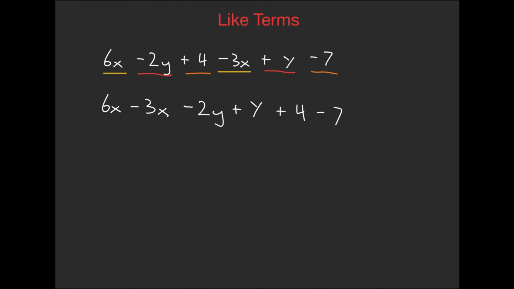So 6x minus 3x, if we look at the numbers to the left of the letters, 6 minus 3 is just 3. And so that would leave us with 3x. Now onto the y's, minus 2y plus 1y, minus 2 plus 1 is just minus 1. And so then we have minus y, and then plus 4 minus 7 is minus 3. And so then we can write minus 3. And this here would be the final answer with all the like terms collected.